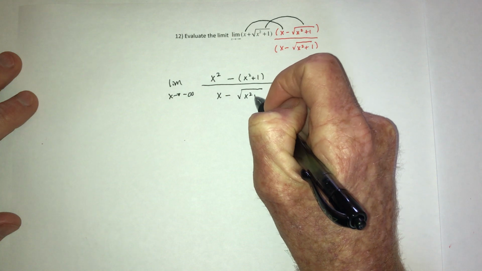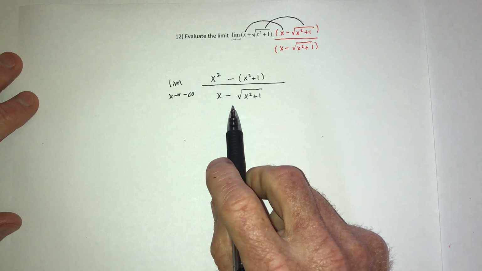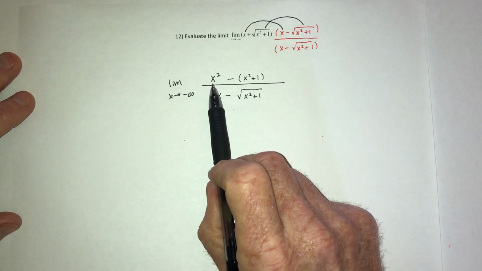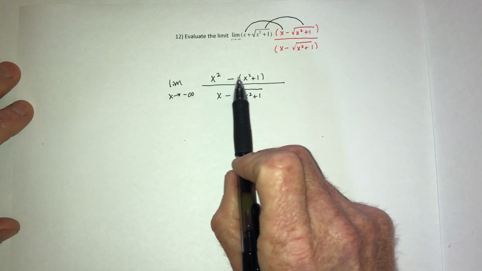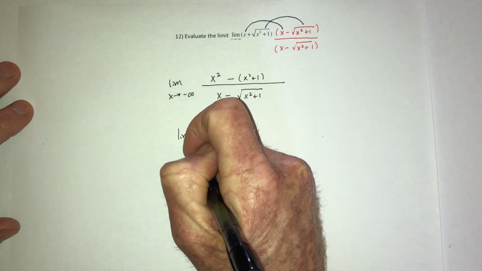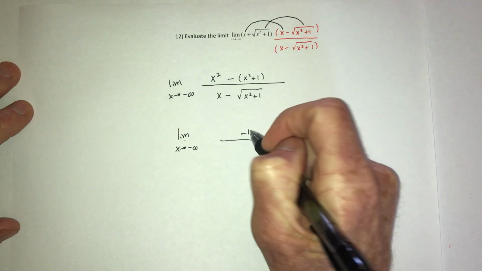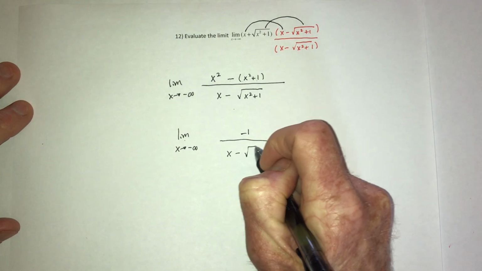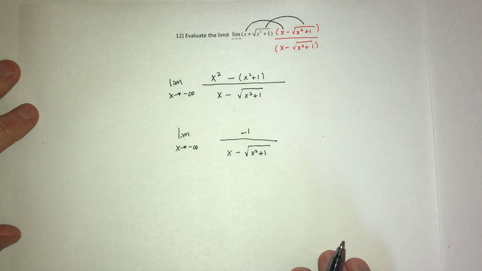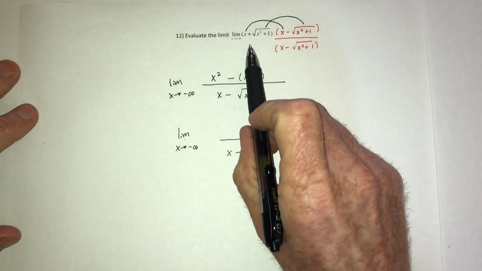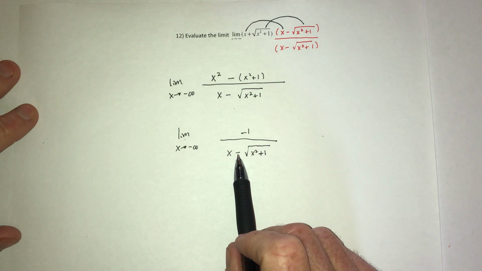And then just recopy the denominator. Now has this x minus the square root. And then we would have x squared minus x squared, so they cancel. All that's left on the top is a negative 1. Okay, now if you compare that to the original problem, you might say, well, that's pretty similar. The only difference is this is a minus.